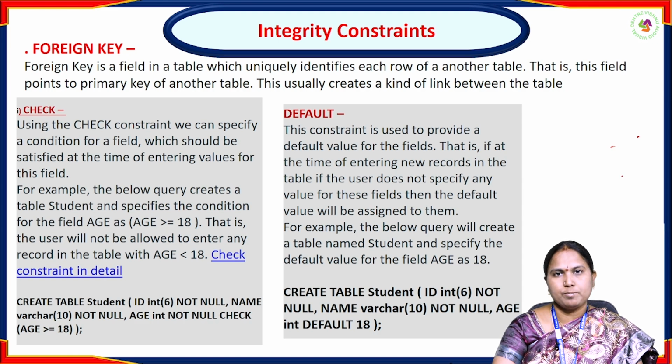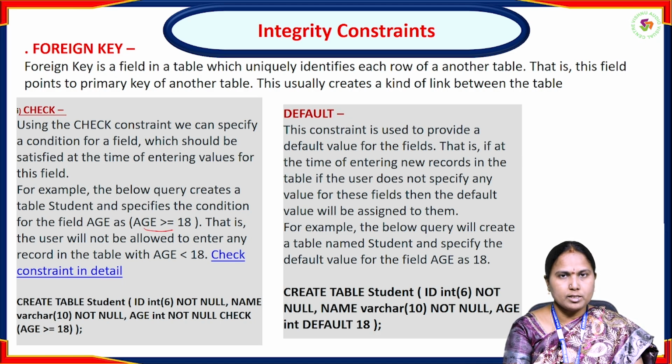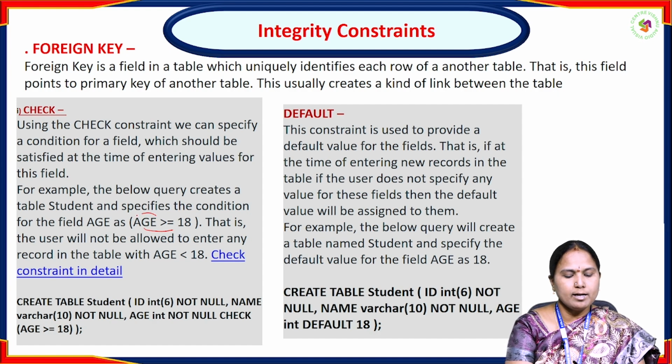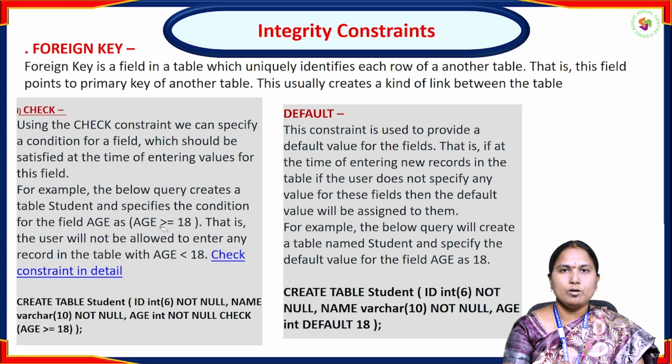How is it possible? Such type of verification process can be done with support of a new constraint that is called check constraint. Okay, where age greater than or equal to 18, then only those values acceptable under age column. If less than 18 inserting, automatically it can be opposed. Those values are not inserted in the table.